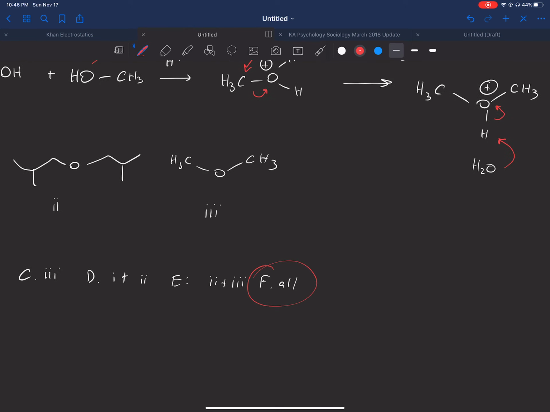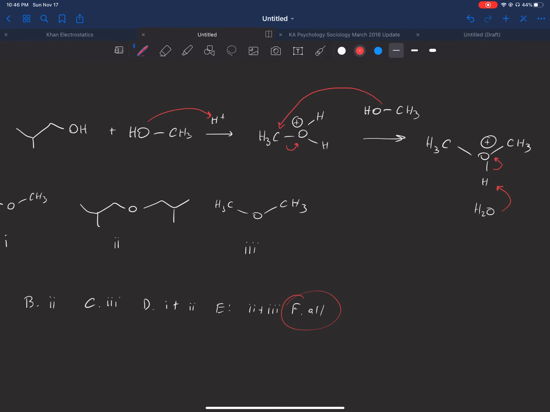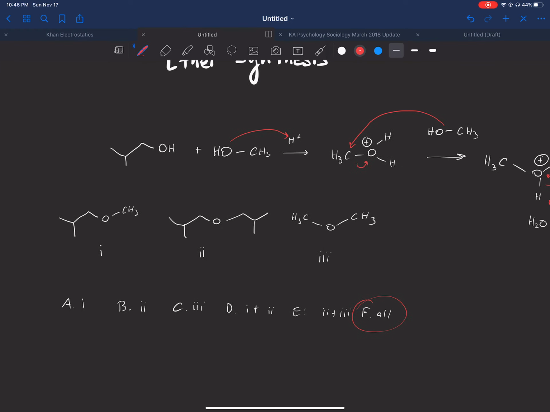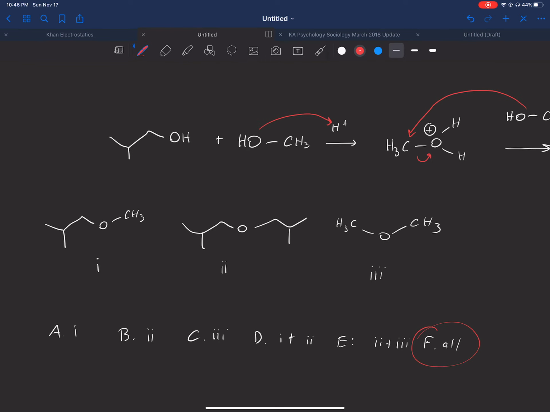And so that's something to watch out for, unless they tell you we only have one equivalent or one of each, right? We can get all 3 of these products, okay? We can get an unsymmetrical ether like this, or we can get this reacting with itself twice, or just reacting with itself, and also the same thing here, okay? And so that's 2 ways that we can synthesize ethers that you guys have learned.